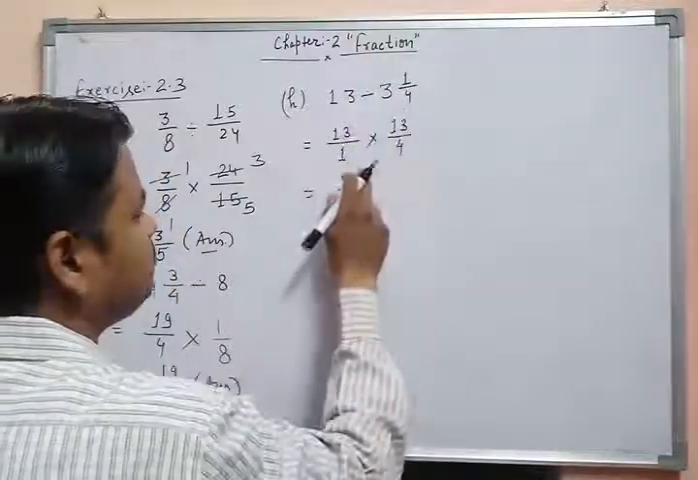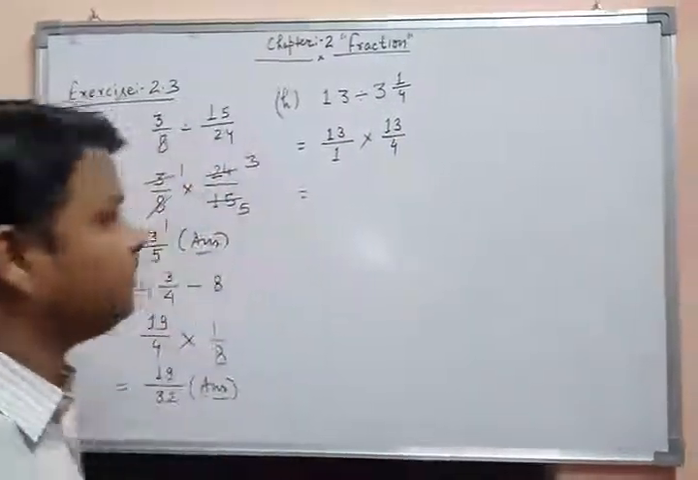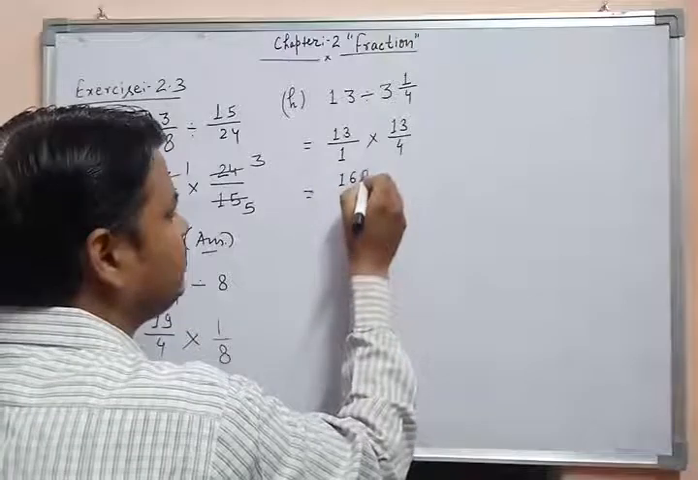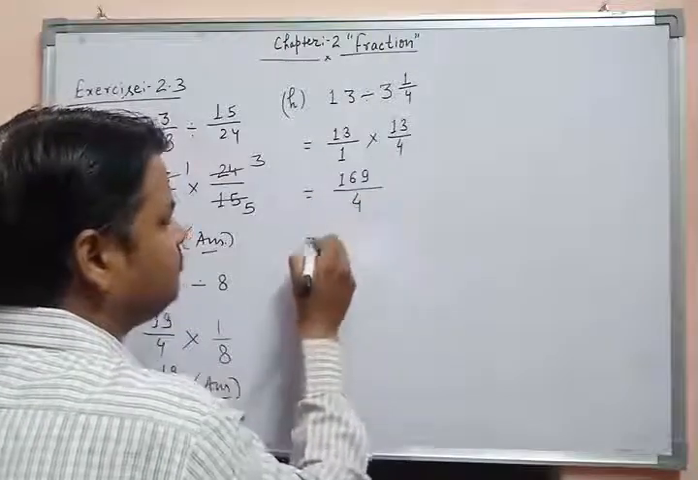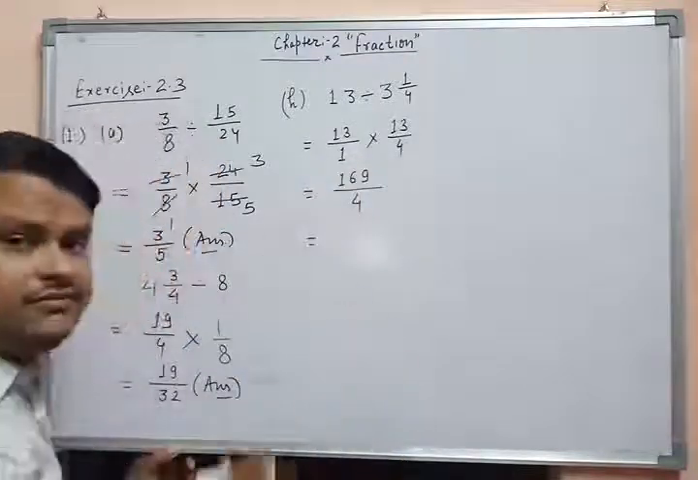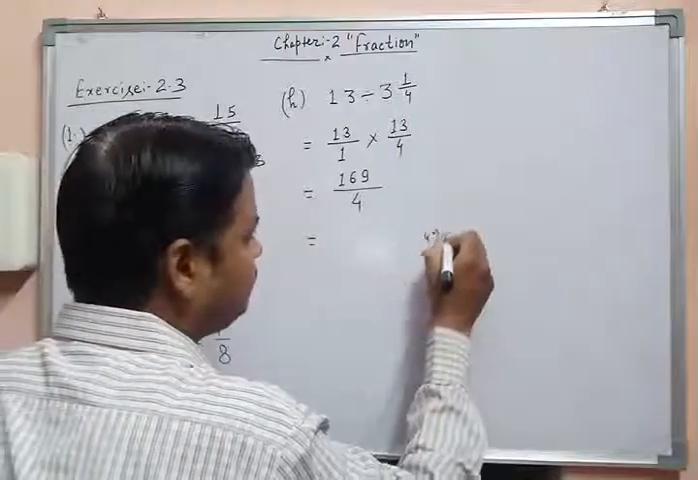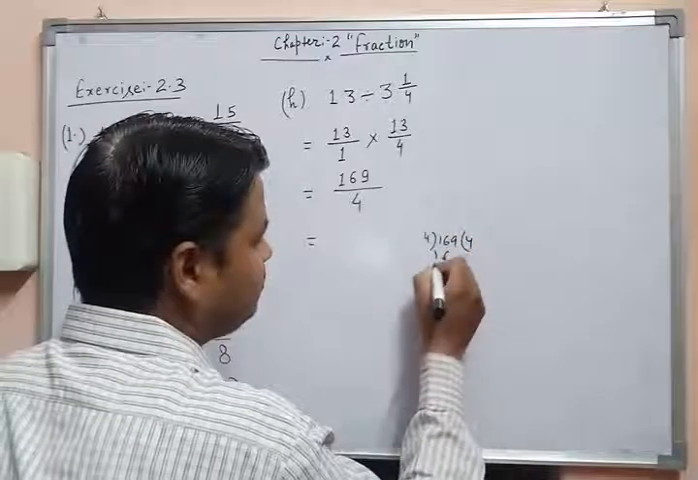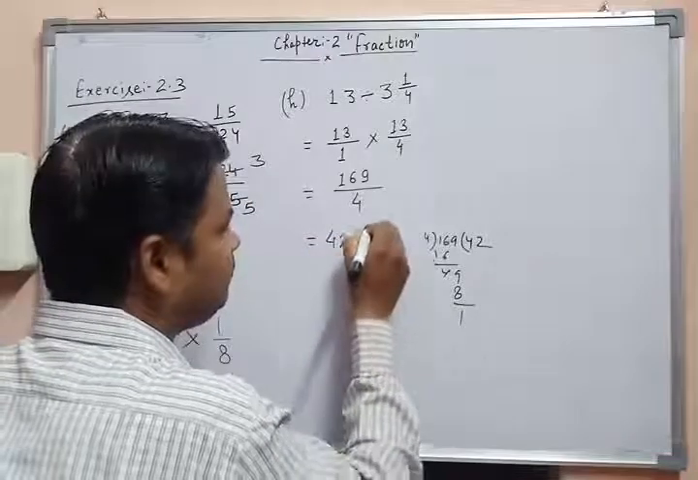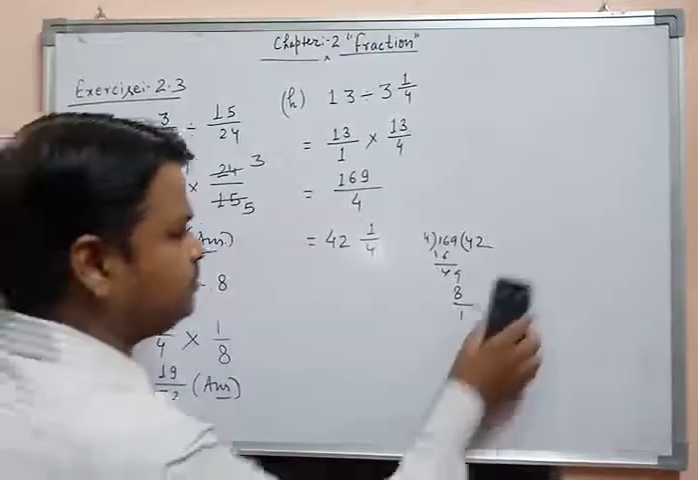Now there are no numerator and denominator which cancel with each other, so multiply the numerator by numerator. 13 13s are 169 upon 4 1s are 4. So students, this is an example of an improper fraction and you have to convert this improper fraction into a mixed fraction. Like this, 4 4s are 16, 4 2s are 8, then we will get 42 and 1 by 4. Now this is the answer.